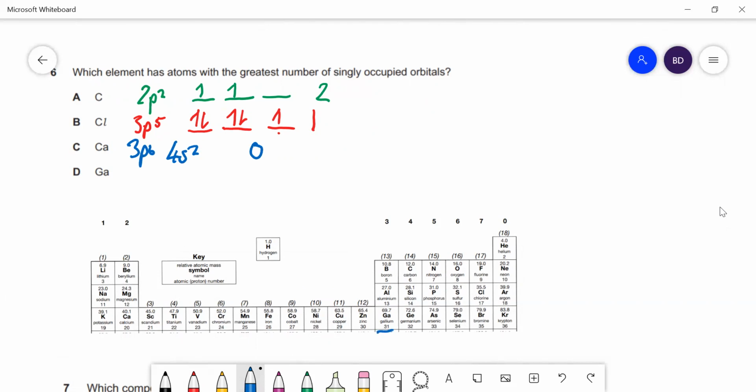Gallium, let's look at gallium here. Everything's full up, it's got 4s2, and it's got 3d10, so they're all paired, and then it's 4p1. So gallium would have just 1 unpaired electron in the p orbital. So the answer is carbon, A.